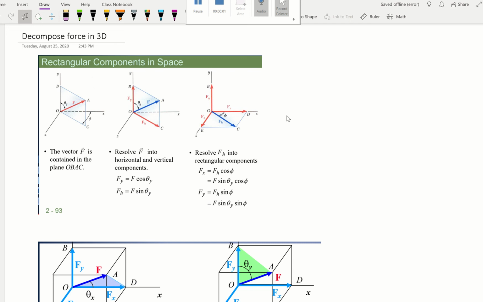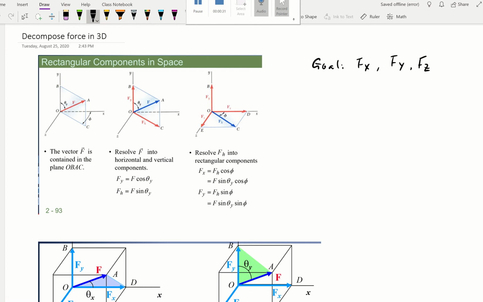Hi, in this video we're going to look at a force that's in 3 dimensions. For example, as you can see here, there's a force F in the direction from O to A, and we're going to decompose this into X, Y, and Z components. So our goal is to get Fx, Fy, and Fz. We'll decompose them into those three dimensions. How do we do so?